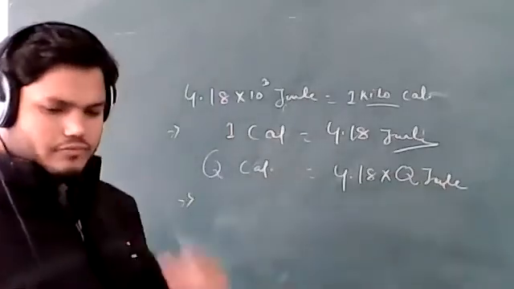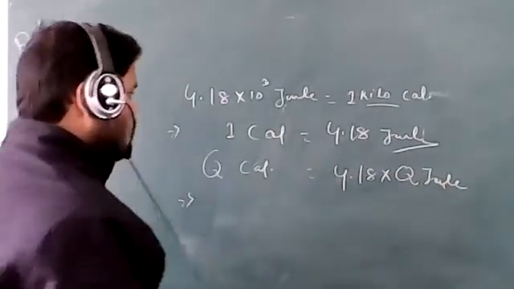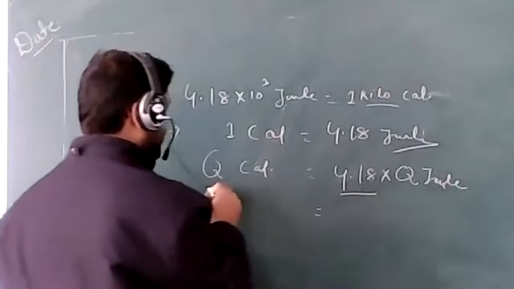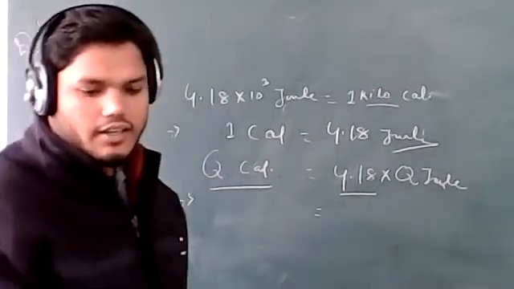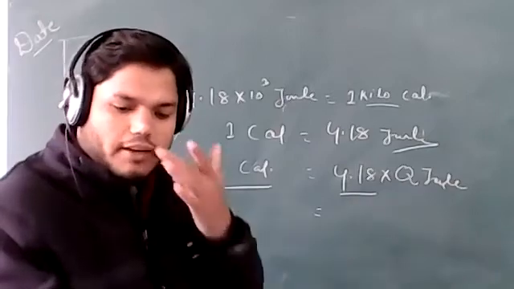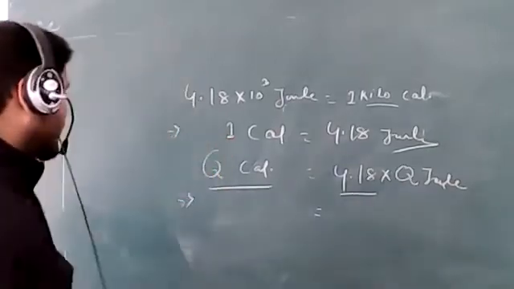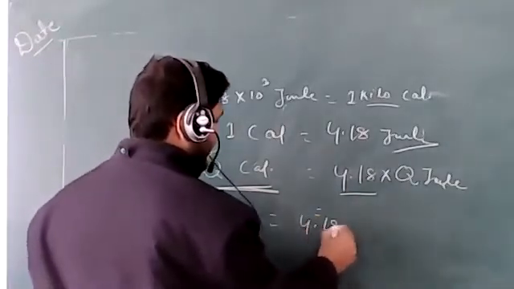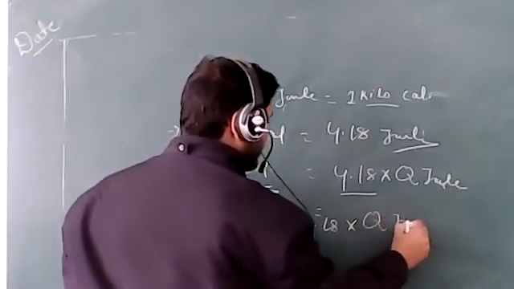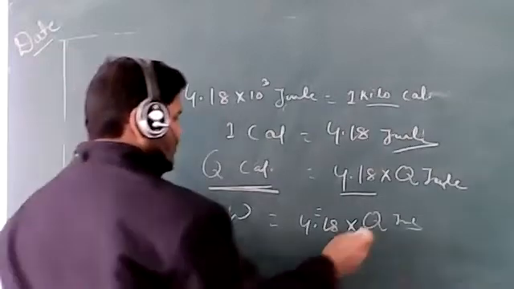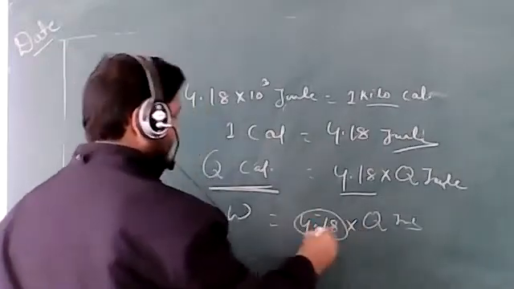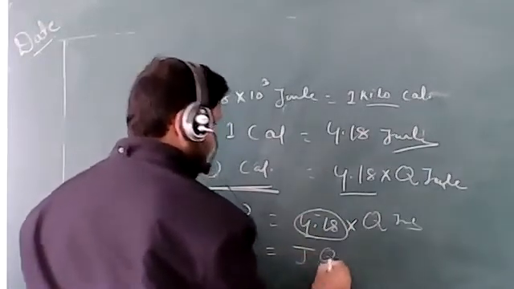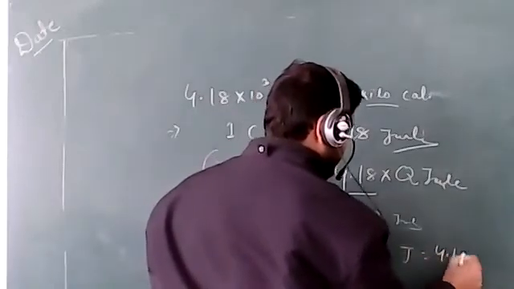So 4.18 is a constant factor. If Q calorie is the heat, that is equivalent to W amount of work. W equals what? 4.18 into Q joule. 4.18 is the constant factor, so we can symbolize that as J into Q. So J is equal to 4.18.